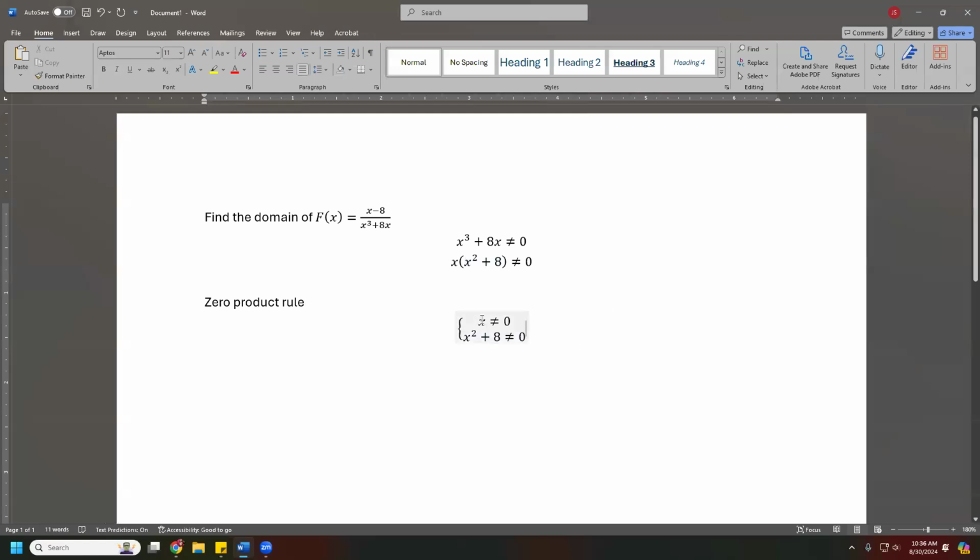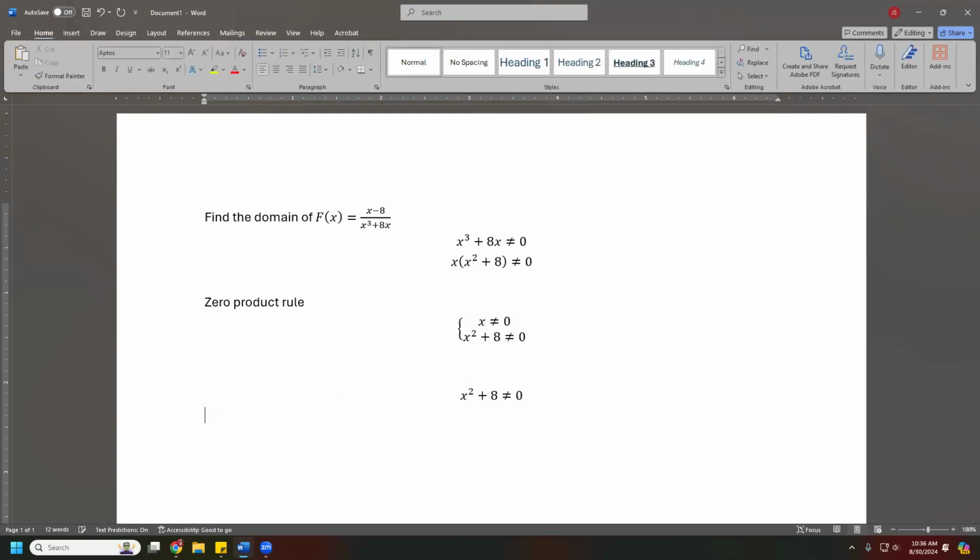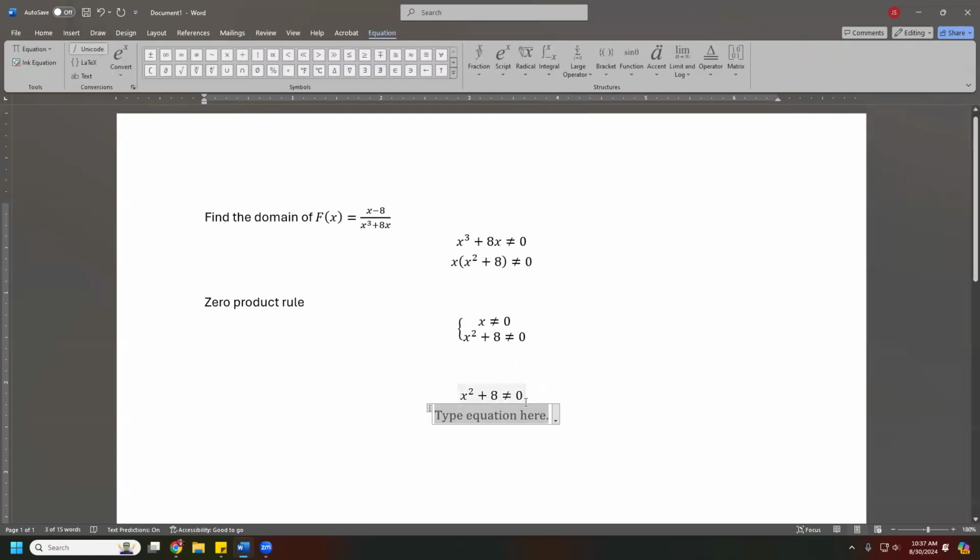Okay, now what I need to do is solve each of these independently. So this guy right here is basically already solved. I know that I can't plug in 0 for x, but what about this guy? That one's not solved. So I'm going to go ahead and solve for x in the second equation. All right, I'm going to move the 8 over to the other side, so I'm going to have x squared does not equal negative 8.